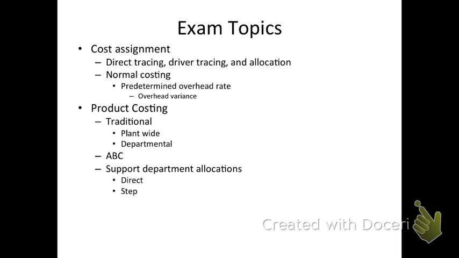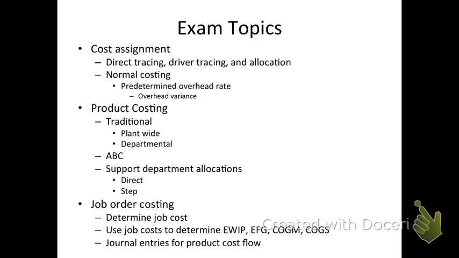And then allocating support department costs, the departments that actually support the producing departments. And so the two methods that we went over in class are the direct and the step method. And then knowing, after I allocate the support department costs, knowing how to take that information with other information about the departments and calculating an overhead rate.